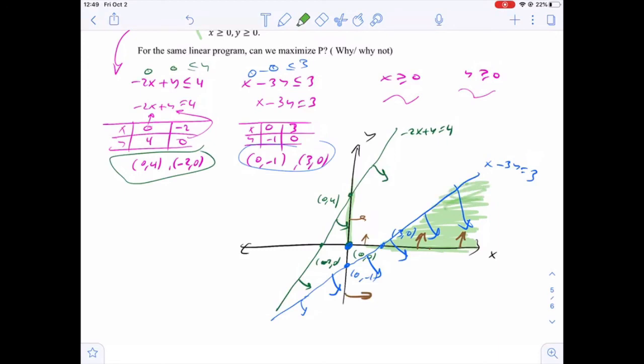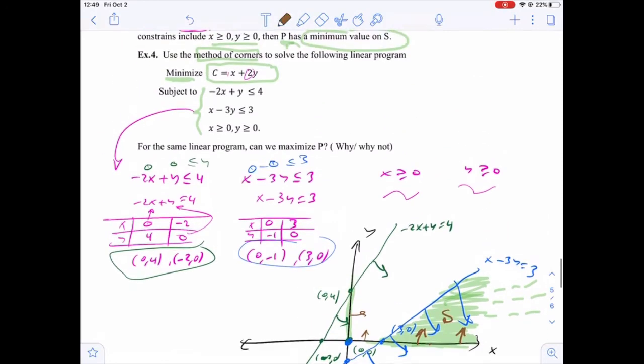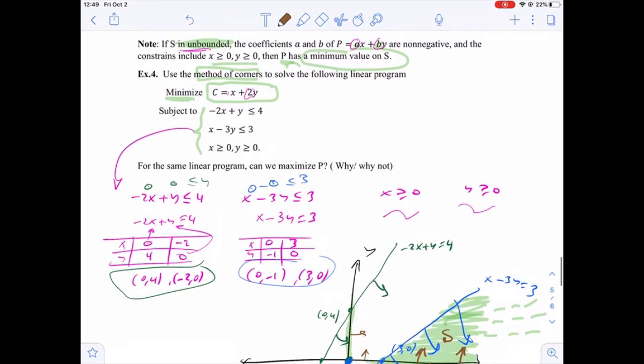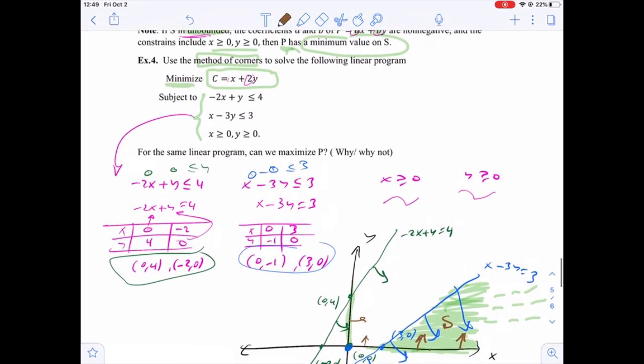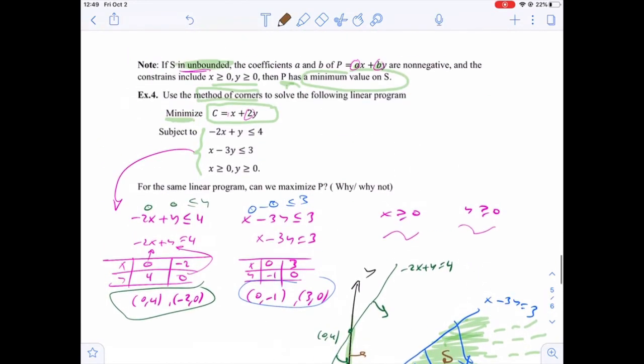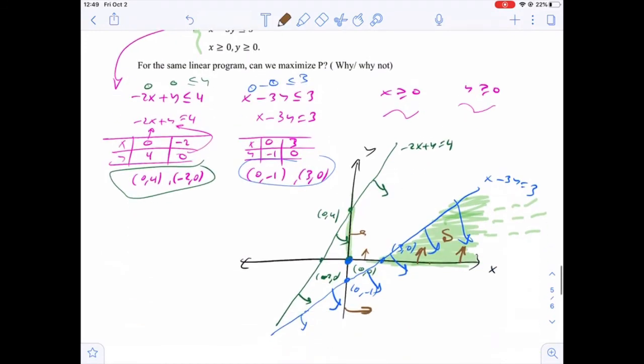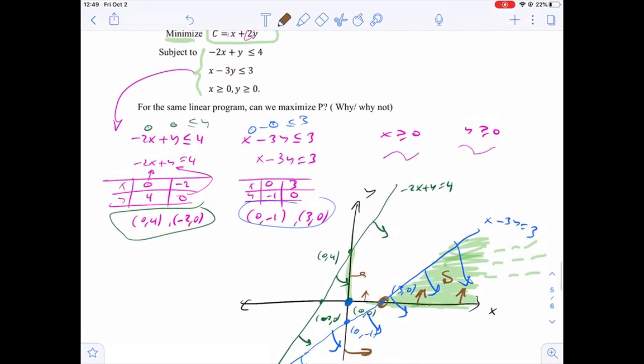But if you look at this region, it's bounded from the left, below and above. But it's not bounded here from the right. So S is not bounded. S is unbounded. So P has a minimum value, but it does not have maximum value. So we have this point here, but we don't know the maximum value.